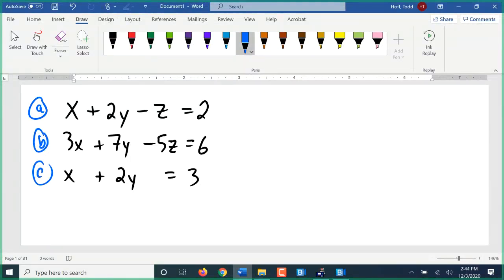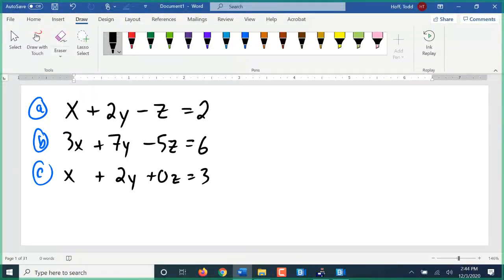Now, when we did substitution, that made the whole process easier for us because we could solve that equation for x and we just have 3 minus 2y. It's a little bit simpler expression to substitute in. If we're doing the addition or elimination method, we have to account for that variable. So what we have to do is put in a 0z there. So x plus 2y plus 0z equals 3.